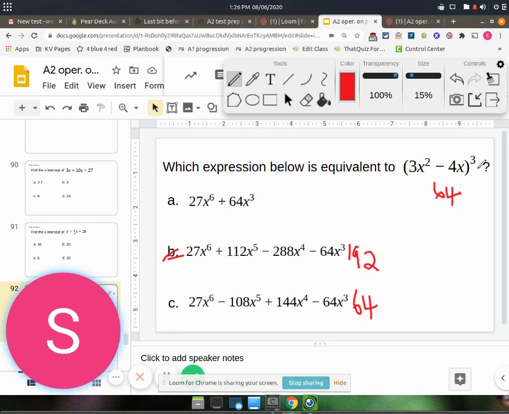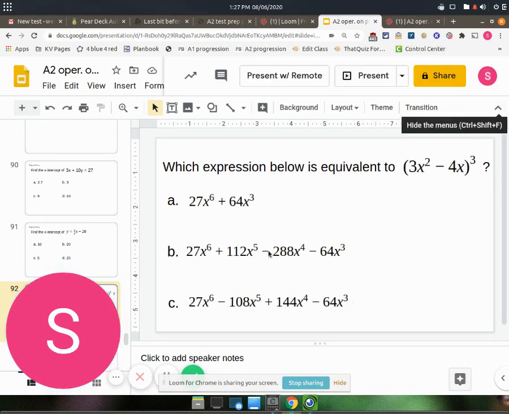So what we did was plug in 2 for x, or just some number for x, up here. Sometimes you can't use 2. Sometimes if you use 2, you might get the same answer on two options, so you have to plug in 3 or some other number. We plugged in 2 for x up here, and it gave us 64 for the original. So when we plug in 2 for x on the correct expression that's equal to it, we should also get 64. All right, let's try one more example here.